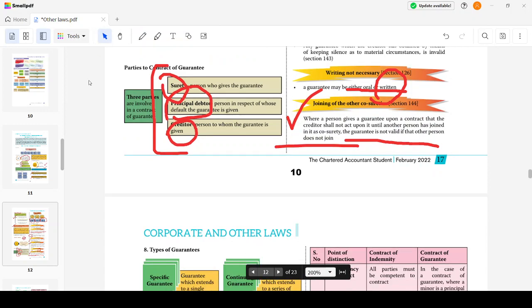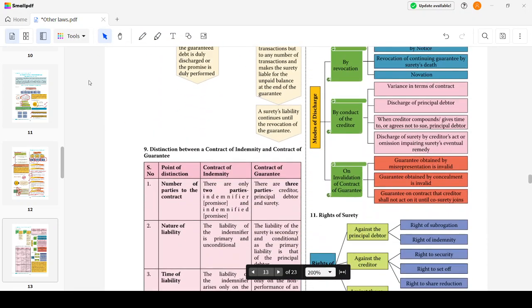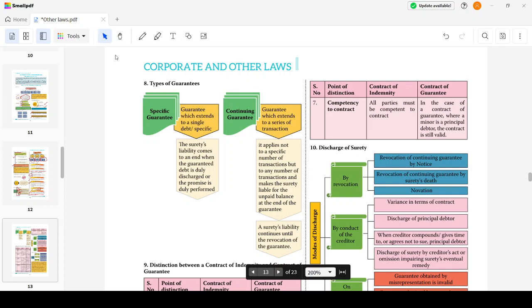What are the different types of guarantee? We have specific guarantee and continuing guarantee. Specific guarantee is with respect to, say, I bought a home loan and you are giving a guarantee. Then it is with respect to a specific debt or specific borrowing. Once you complete the home loan, your guarantee also gets completed. That is a specific guarantee.